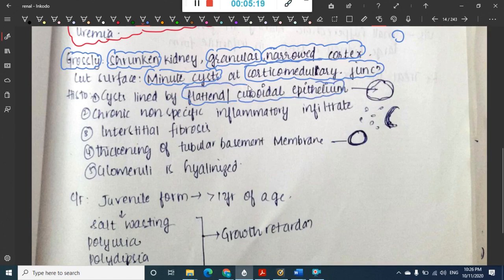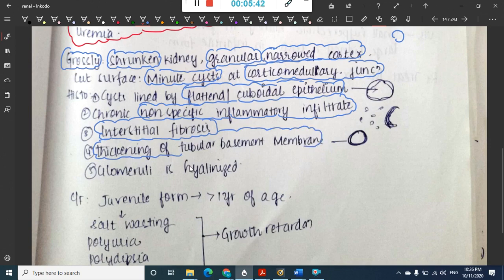One thing is the presence of flattened cuboidal epithelium, and a chronic non-specific inflammatory infiltrate is seen. Interstitial fibrosis is one very important thing, and there is thickening of the basement membrane. If you see, the glomeruli are hyalinized. So these are the main features that you see in nephronophthisis.